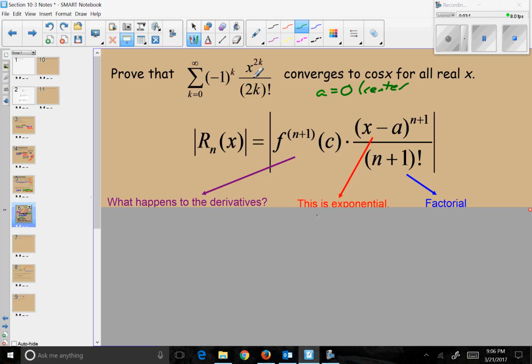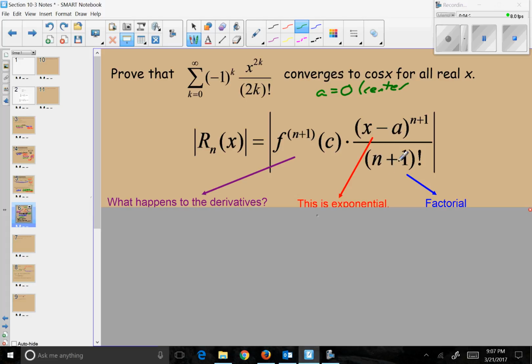So there are kind of three things we want to look at here. We have the x minus a to the n plus first power, which is an exponential. And what we need to keep in mind here is because it's an exponential, x minus a to this power is increasing if x minus a is bigger than 1, and decreasing if x minus a is less than 1. It's the whole idea of exponential growth and decay.